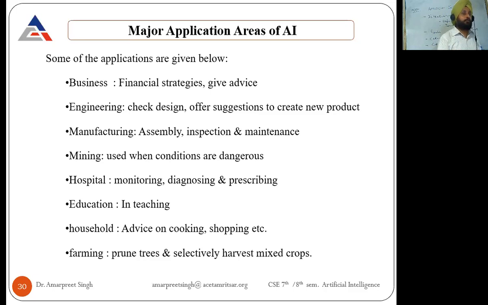We apply AI tools to do the mining, where humans will be replaced by AI machines. In the hospital or medical field, it is used for monitoring, diagnosing, and prescribing. In education, it is used as a teaching tool. In households, it is used as advice on cooking, shopping, etc. Very useful in farming, like pruning trees, meaning cutting of the trees, and selectively harvesting mixed crops. So these are the major application areas of AI.